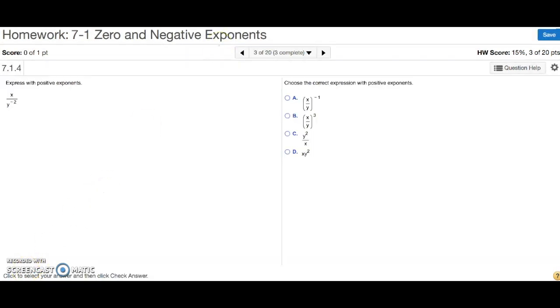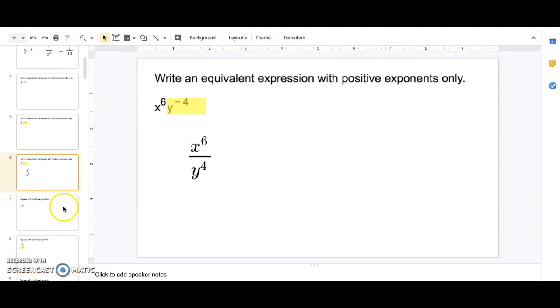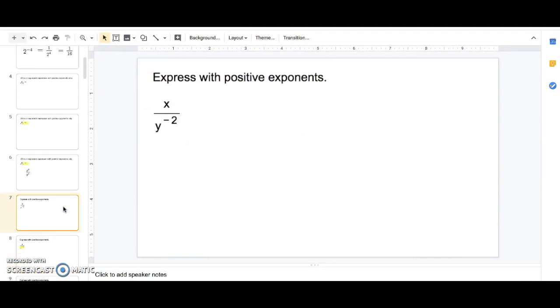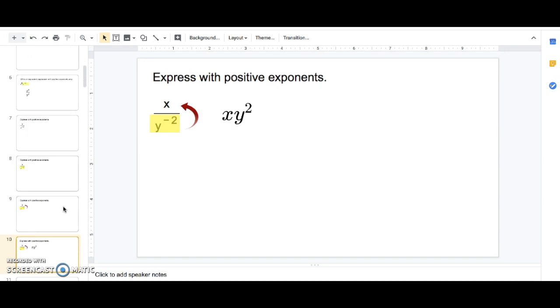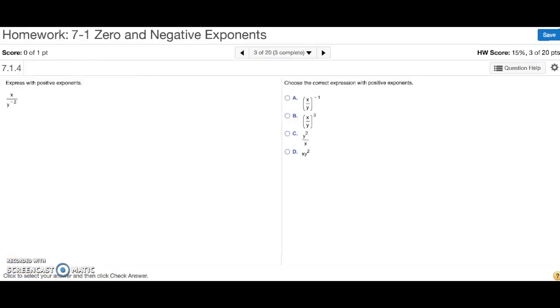Number 3, I have x over y to the negative 2 power. So remember, we cannot have a negative exponent. We need to move it to simplify that. So what we do is highlight the term with the negative exponent, because that has to be moved. You do not touch anything else. So since this is at the bottom, I will be moving it to the top, and I would have x y to the positive 2 power. So I make the exponent positive. So my answer would be x y to the 2nd power, which is D for number 3.